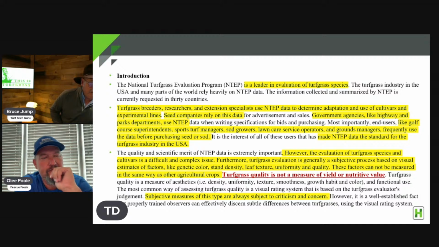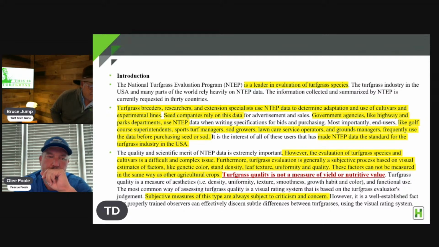NTEP, leader in evaluation of turfgrass species. Yes. The world's largest. Breeders, researchers, extension specialists use NTEP data to determine adaptation and how they perform. Seed companies use the data. Government agencies use the data. End users, golf course and sports superintendents, sod growers, lawn care operators, fescue freaks all use the data. And it has made NTEP the standard turf industry database in the USA, and I would say the world.